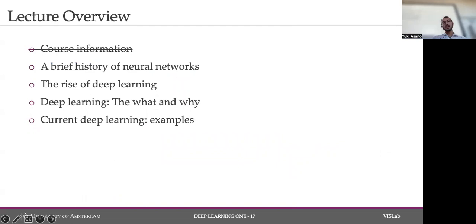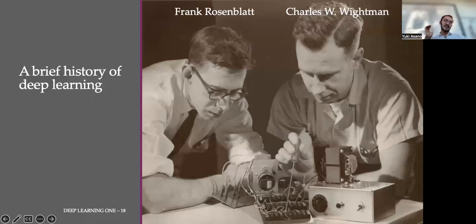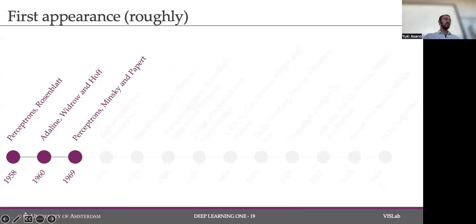Today's lecture, I'll be giving you a brief history of neural networks, a bit about why everyone is talking about deep learning and neural networks, and what they are a bit, and some current examples that tell you what deep learning can actually do at the moment. So we start at the very beginning. So you can tell the picture is not even color yet. We start at 1958, although arguably you could actually go back a bit further, but we had to start somewhere, right?